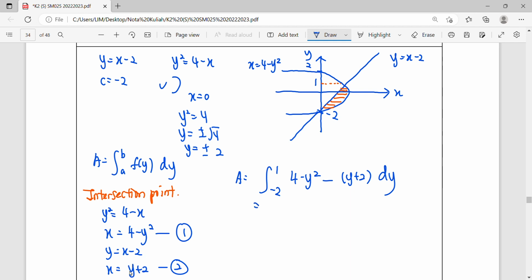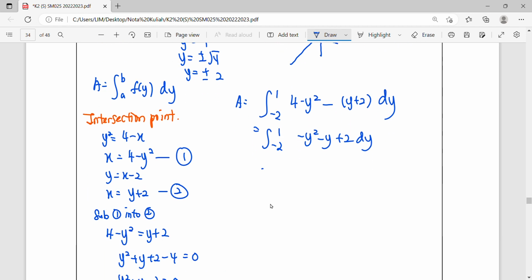Then we simplify before we integrate, plus 2. Then we can start to integrate. Power plus 1 over the new power. The constant, we get 2y. When you are in terms of y, everything is in y. Lastly, perform our step, upper limit minus lower limit.